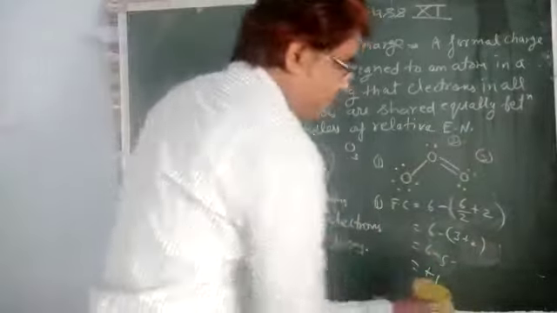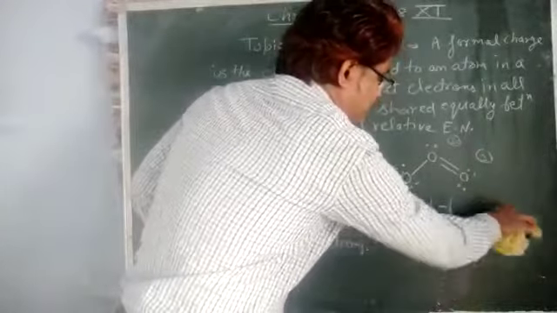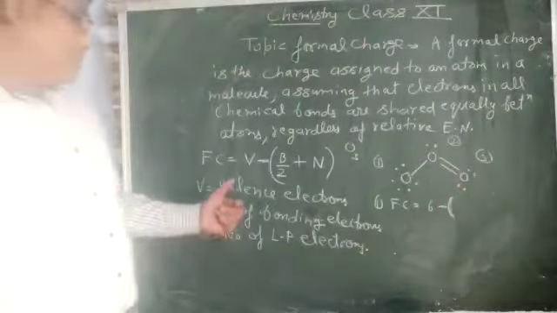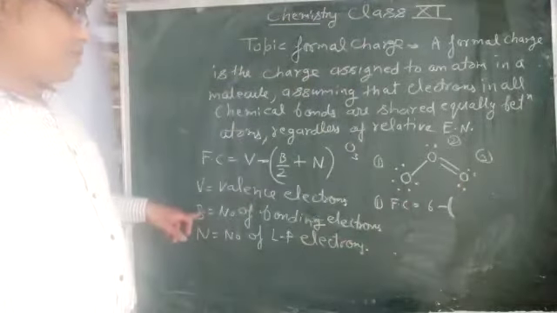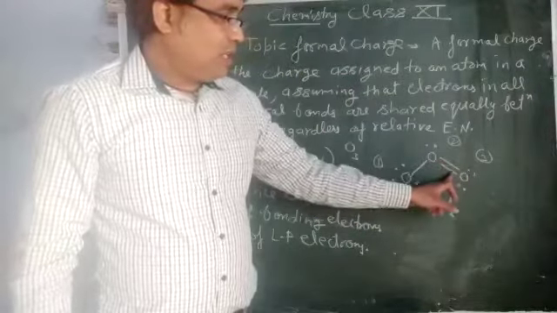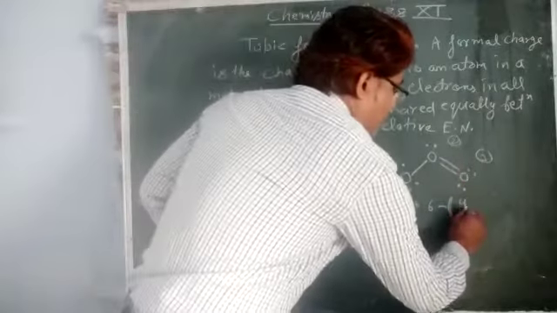Now we can calculate the formal charge of the third atom. For the third atom, the value of V is the same, 6, minus. Now next, the value of B, the number of bonding electrons. You just count the number of bonds. There is a double bond, so there will be 4 electrons. So that is 4 by 2.